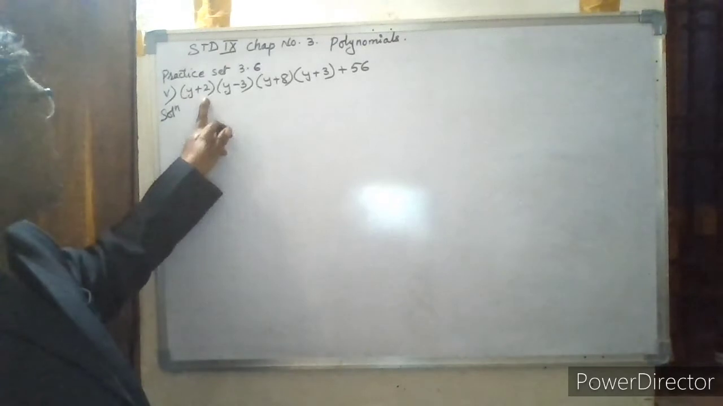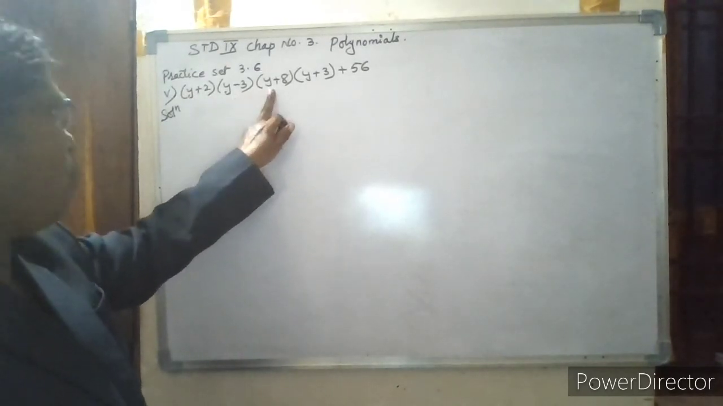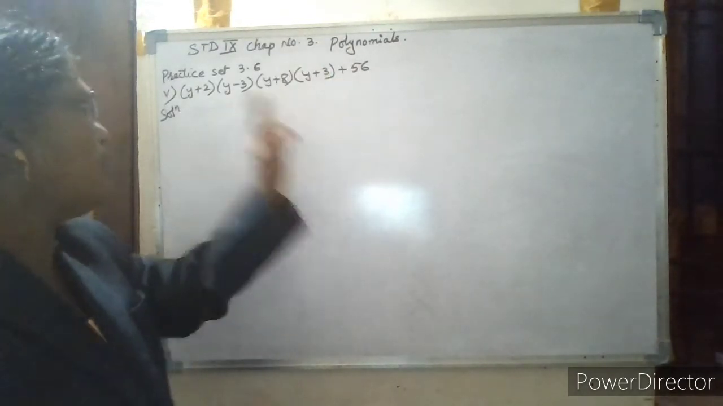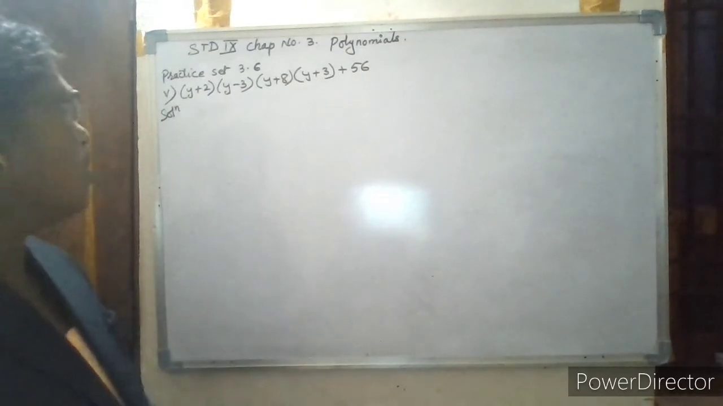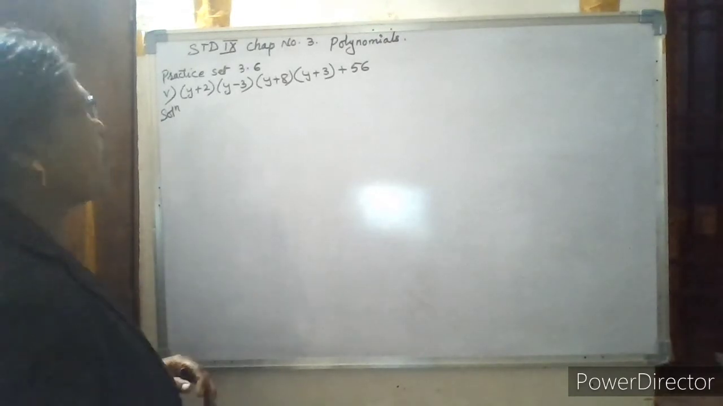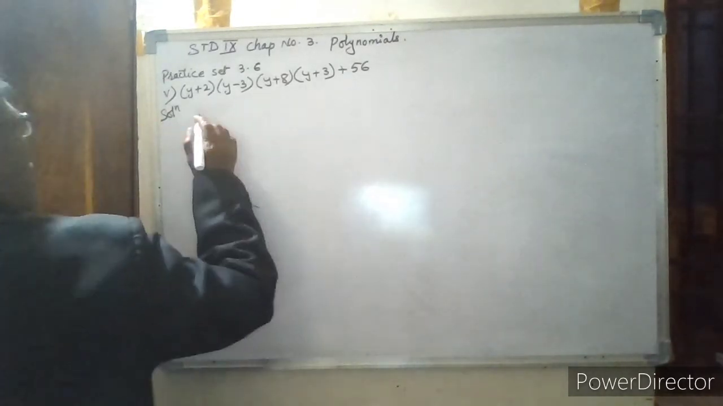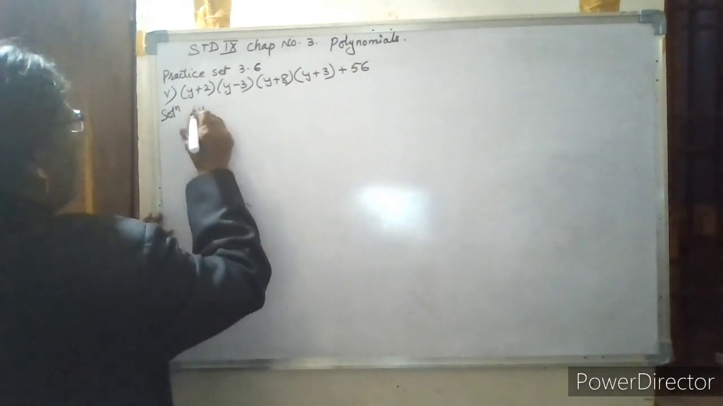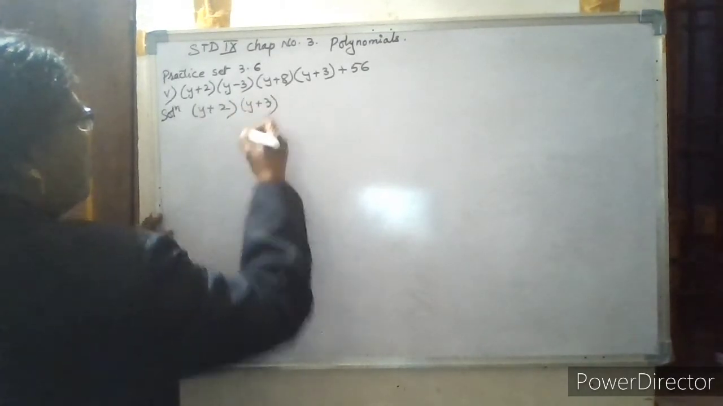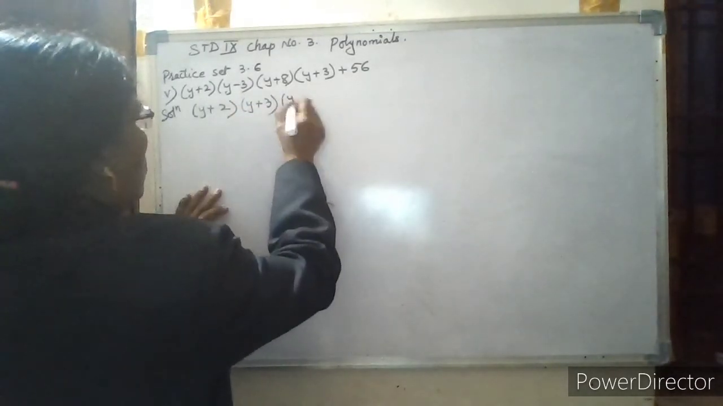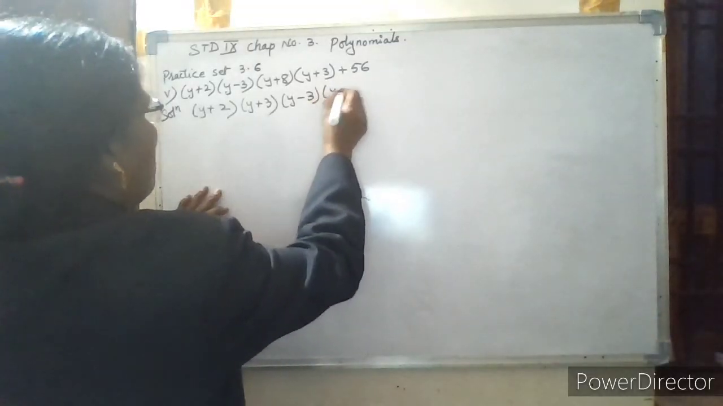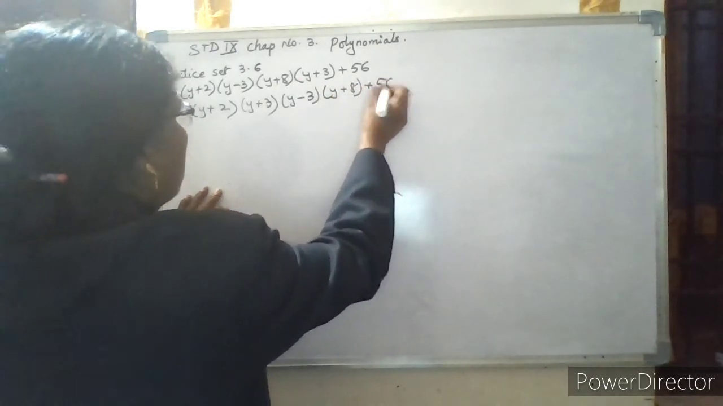Now (y plus 2) into (y minus 3) into (y plus 8) into (y plus 3) plus 56 is given in this form. These are all in factor form. So we will rearrange this to bring it into a simple quadratic polynomial. So here we get (y plus 2) into (y plus 3), you write it in this form. Then (y minus 3) into (y plus 8) plus 56 as it is.